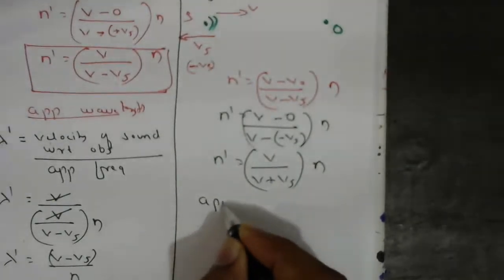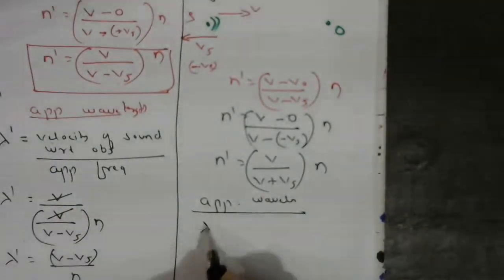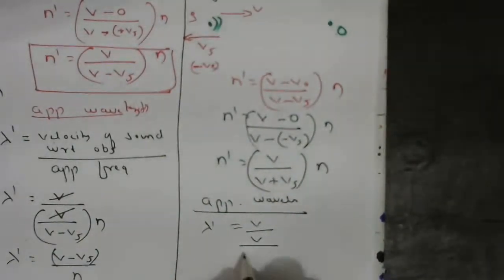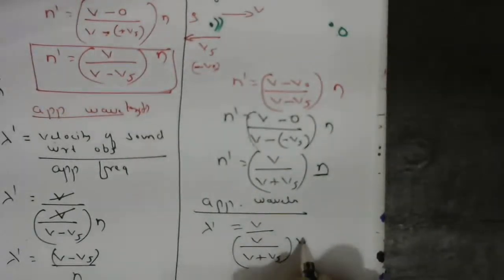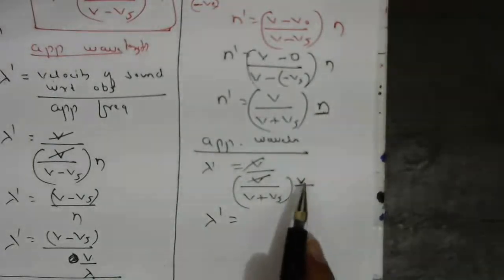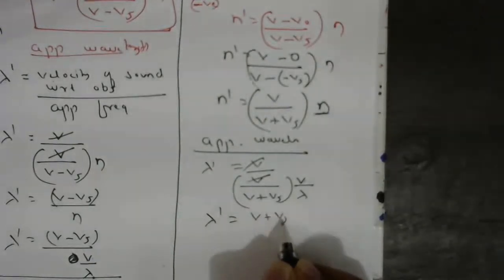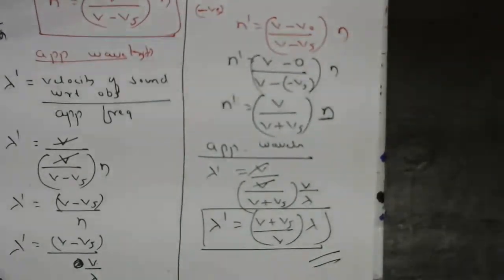Now what we have to calculate? Apparent wavelength. Now apparent wavelength, we know that definition. Apparent wavelength is equal to velocity of sound with respect to observer, that is v, upon apparent frequency, v upon v plus vs into n direct. Actual frequency n can be written as v by lambda. We get cancel. We can write this term to numerator, lambda dash is equal to (v plus vs) upon v into lambda. This is apparent wavelength. It is first case when observer is at rest.